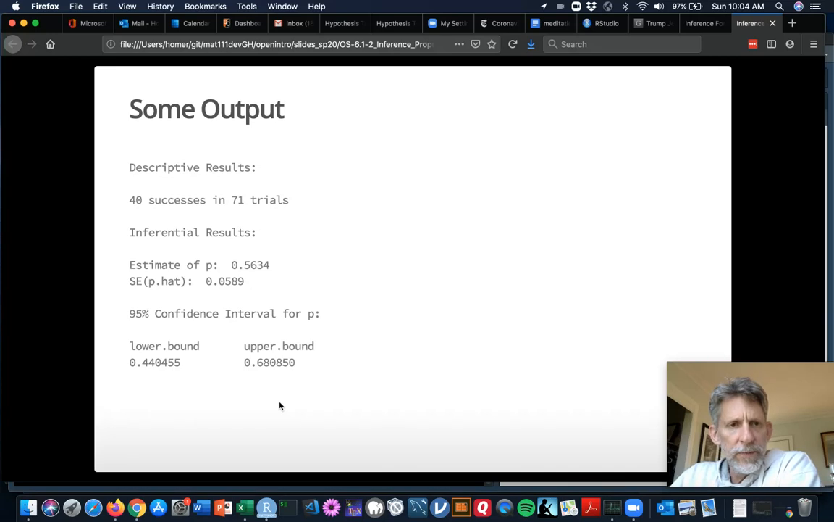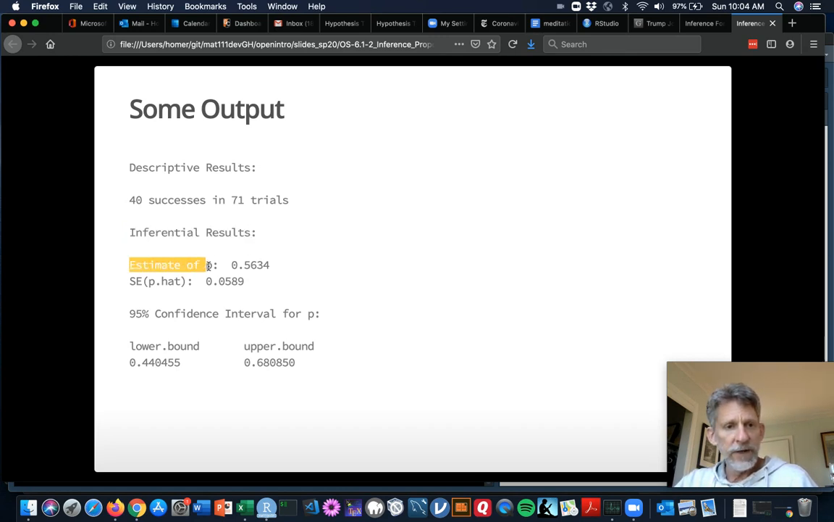So when you look at the beginning of the output, it's kind of like the prepare part of a hypothesis test. You're just kind of setting up and looking at what the data says. And we got 40 successes in our 71 trials because 40 of the 71 people said they were female. And then we go on to some inferential results. That's the confidence intervals and the hypothesis tests.